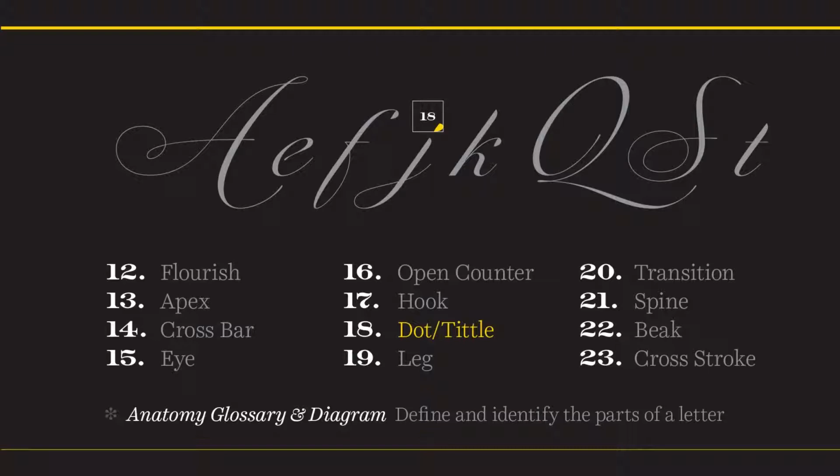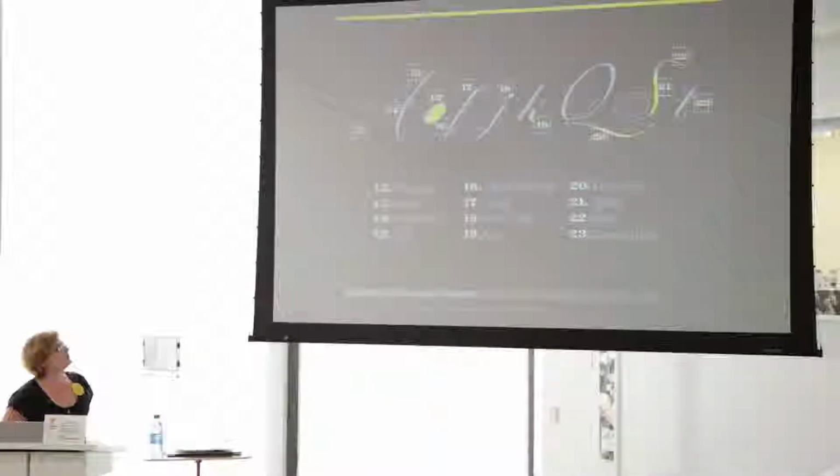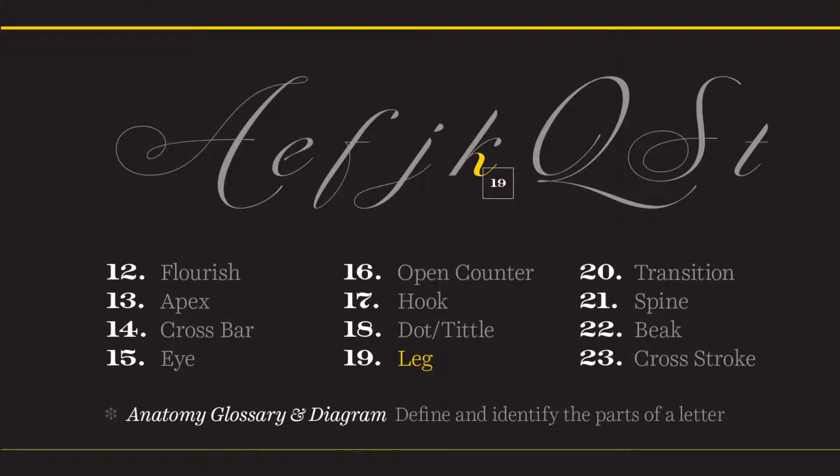18 is your dot, or tittle. That's a funny one. You pick. You can call it either one. You've got the leg extending off of the K. You've got a transition on your Q.